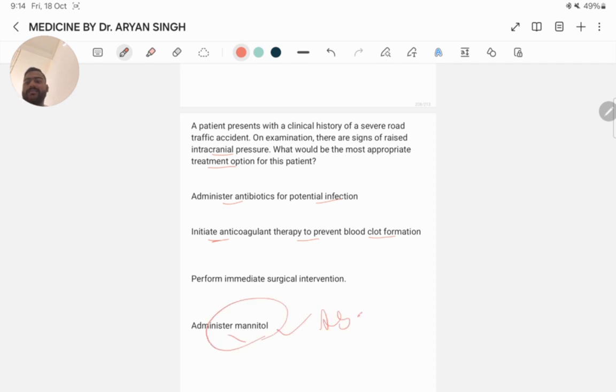This is the answer. Administer mannitol to reduce the intracranial pressure. Management of raised ICP, intracranial pressure, includes head elevation to improve jugular venous flow, and osmotherapy with mannitol, 3% saline, and glycerol or acetazolamide.